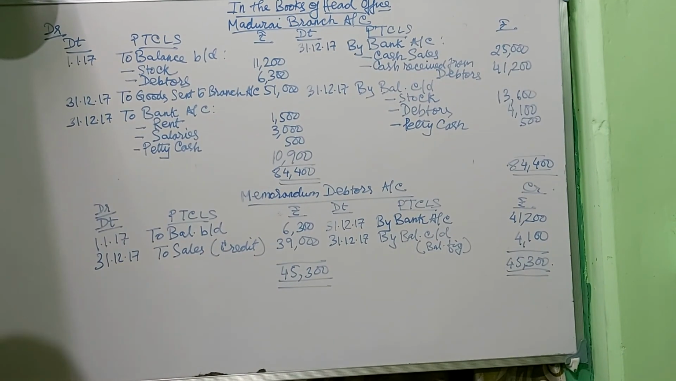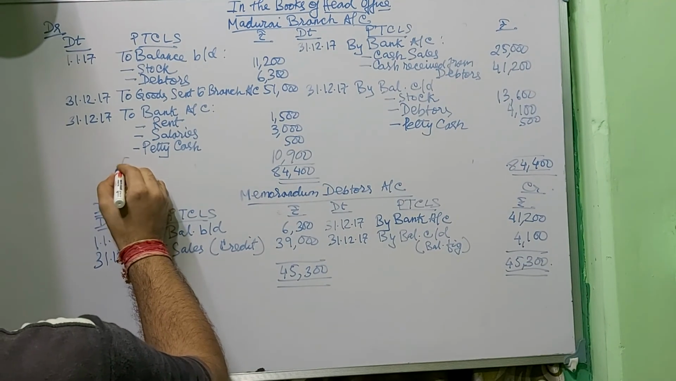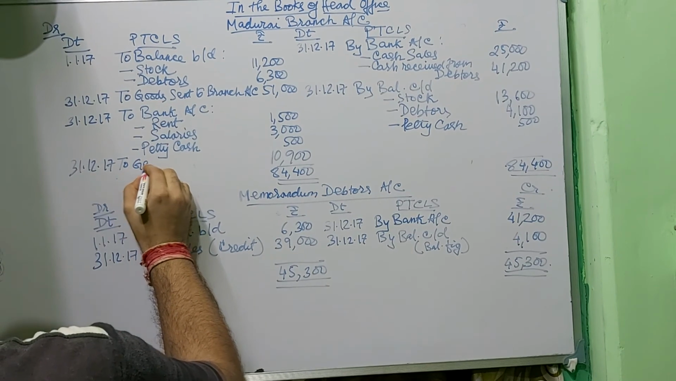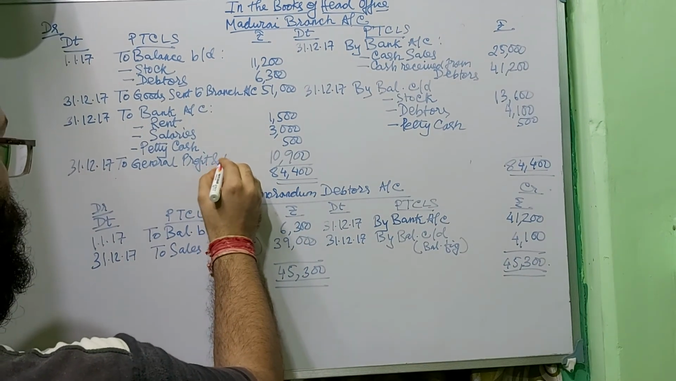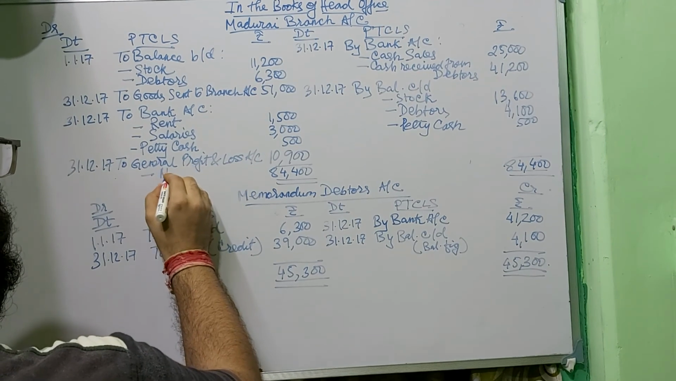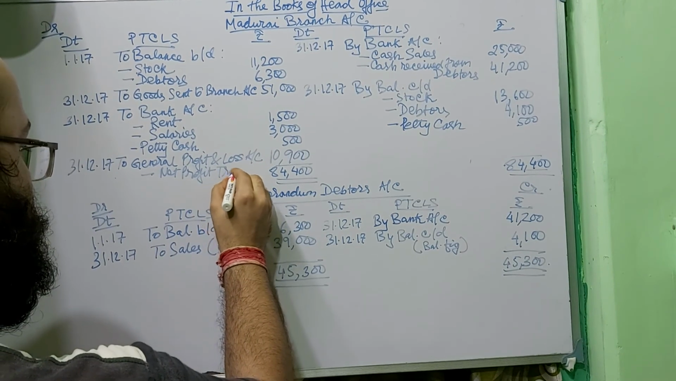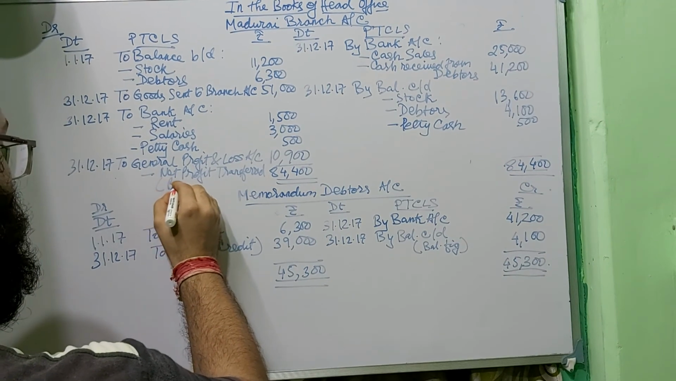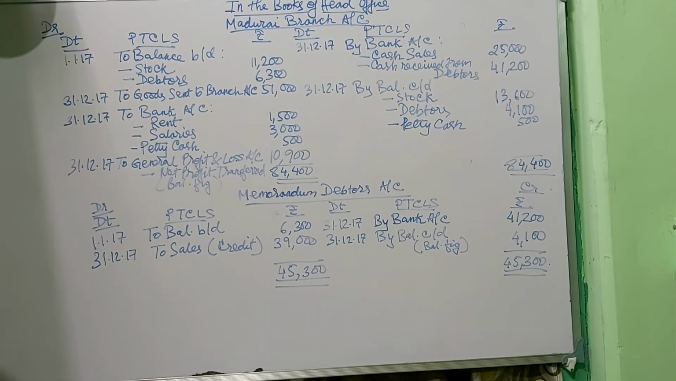10,900, which is basically to the same day, 31/12/17, to general profit and loss account, net profit transfer. Balancing figure. Okay, so this is the sum.